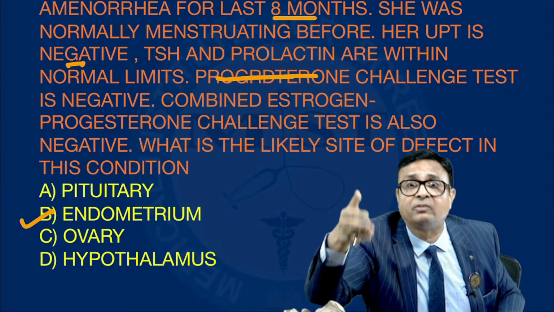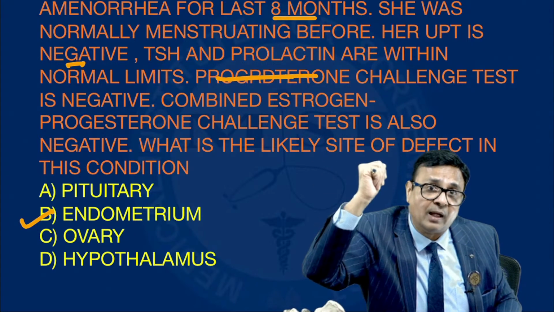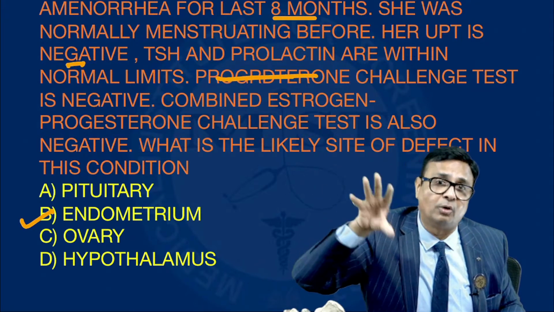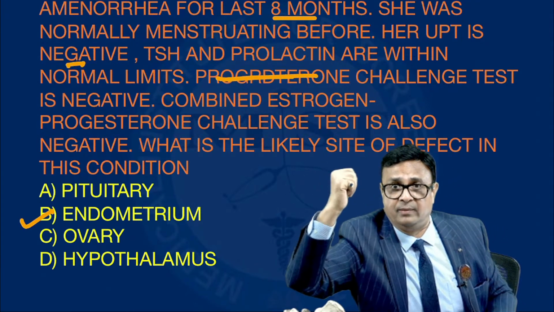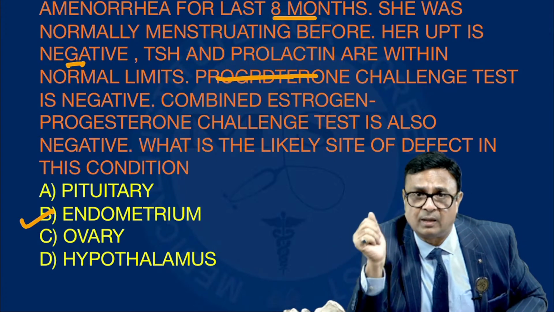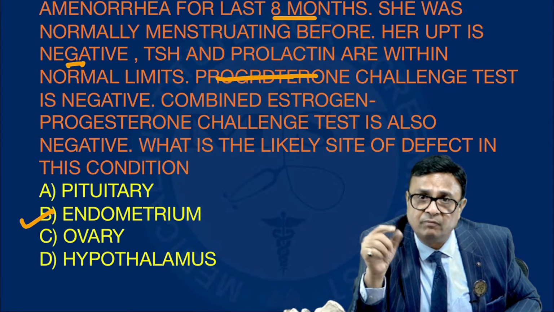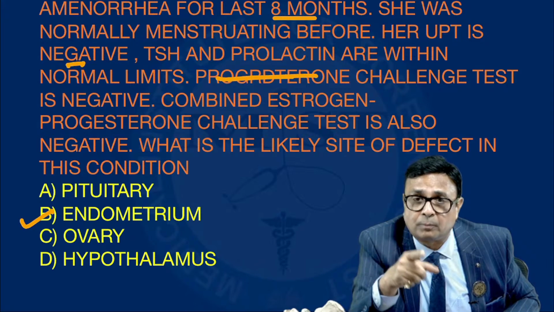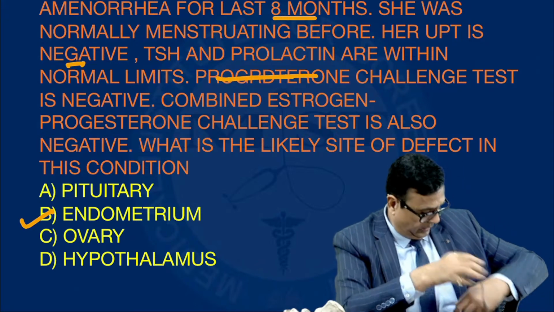Progesterone challenge test negative. What is the next step? Combined estrogen progesterone challenge test. Sixth question. Lady presented with secondary amenorrhea, UPT negative, TSH prolactin normal, but progesterone challenge test is positive.